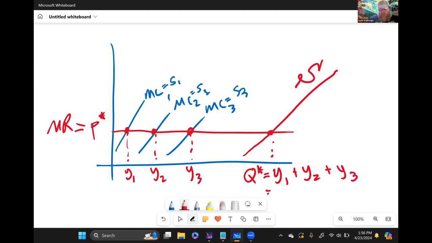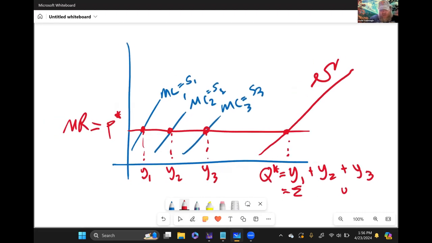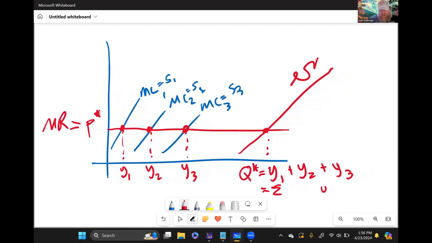Or like we drew it before, more generally, we can just say the summation of yi. So that's how we get in a competitive market from individual supply curves into the market supply curves: each of the individual supply curves are just the marginal cost curves of individual firms, and then we just horizontally sum them to get the market supply curve. It's really as simple as that.